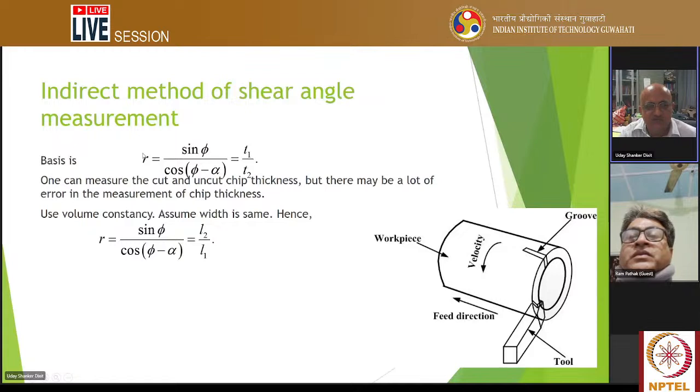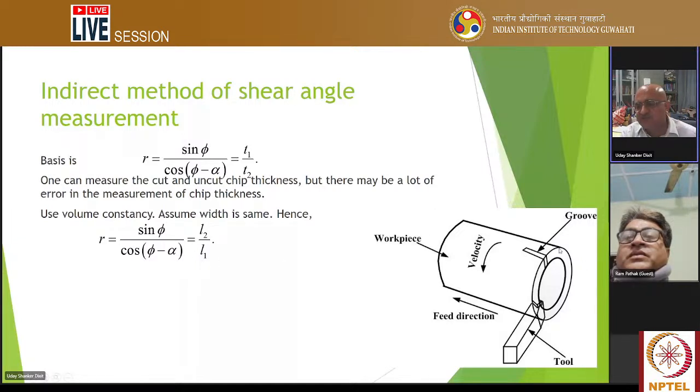R is equal to T1 by T2. R is less than 1. So T1 is less and T2 is more. But the same R is equal to L2 by L1. So L2 is the cut length and L1 is the uncut length. So the uncut length will be more, L2 divided by L1. Okay. So the chip thickness is more, but the uncut length is also more. So L1 is more.